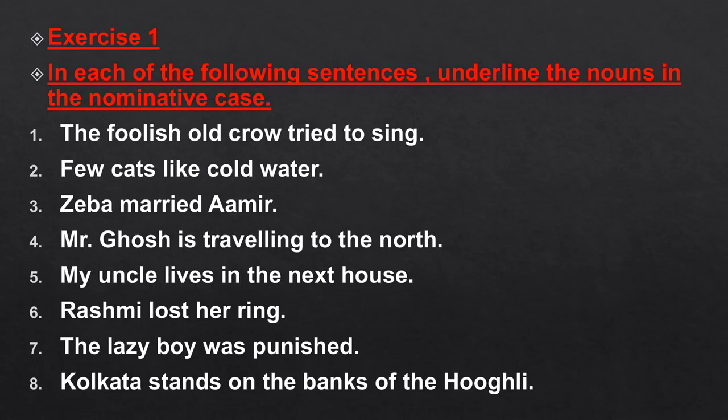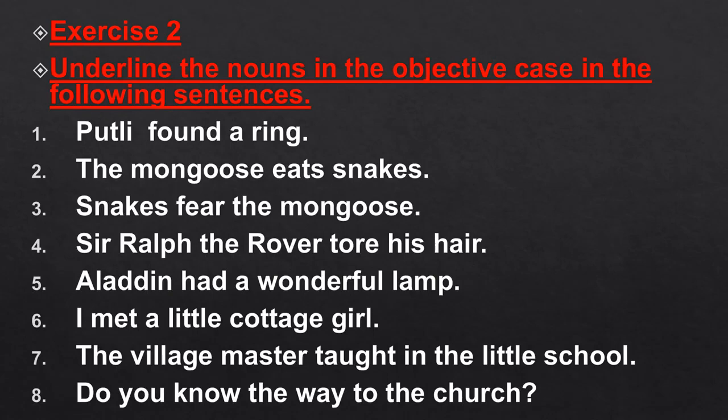In each of the following sentences, underline the nouns in the nominative case. The foolish old crow tried to sing. Few cats like cold water. Zeba married Amir. Mr. Ghosh is traveling to the north. My uncle lives in the next house. Rashmi lost her ring. The lazy boy was punished. Kolkata stands on the banks of the Hooghly.